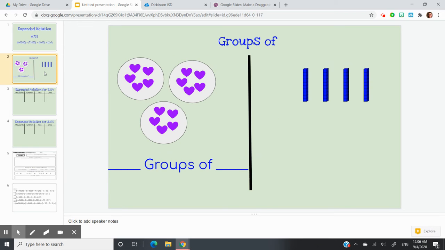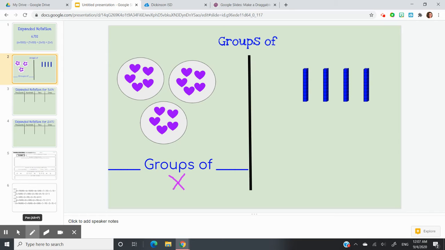So to start off, I'd like to go over something you learned in second grade. Now, in second grade, we learned about groups of. So we did a lot of multiplication problems using groups of. Well, whenever we talk about groups of, we're talking about basically that many times whatever number we have. So we use our multiplication symbol to represent groups of.